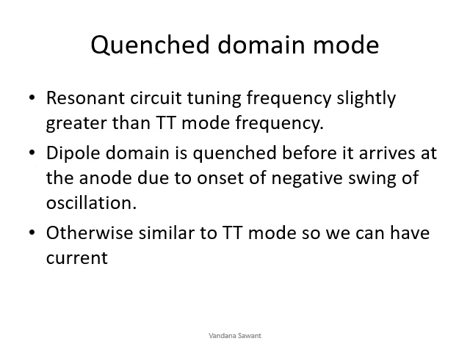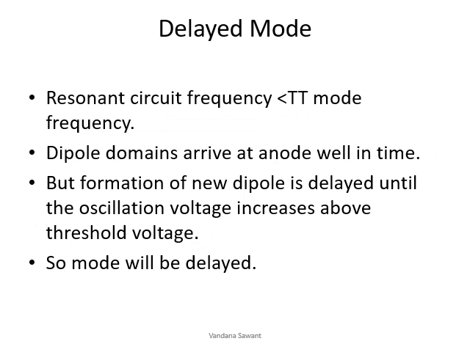That is called quenching of the domain. The domain is quenched in between before it arrives at the anode due to the onset of the negative swing of oscillations. Or we can say that as sufficient time is not given, it is not able to reach the anode, so it gets quenched. In technical words, the dipole domain is quenched before it arrives at the anode due to the onset of the negative swing of the oscillation. Otherwise, this mode of operation is similar to the transit time mode, so we can have current outputs.